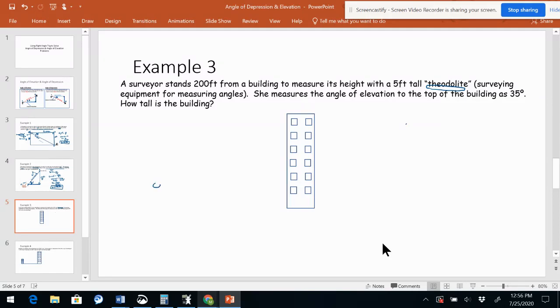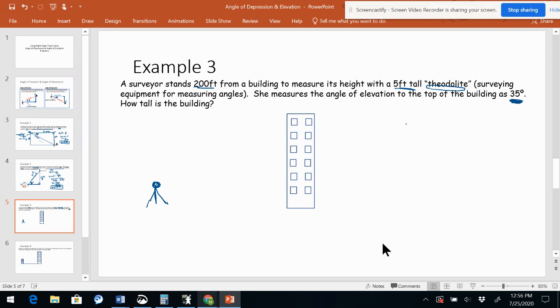looking at the road and has sort of like a piece of equipment that is on a tripod type thing. So they have this tripod type feature with almost like a little telescope or a device on the end of it. This is called a theodolite and it's used to measure angles. So the surveyor stands at 220 feet from the building to measure its height using a 5-foot tall theodolite. She measures the angle of elevation to the top of the building as 35 degrees. How tall is the building?